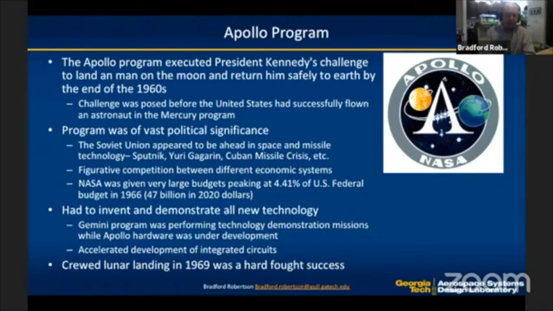The interesting part there, in terms of your programmatic constraints, was that you almost didn't have a budget constraint. They were spending 4.41% of the US federal budget at its peak. That's the equivalent of $47 billion a year in 2020 dollars. So while there was no real budgetary constraint, they were constrained in time as well as technology because they had to invent all of this from scratch. And all of that ended up with the 1969 crewed landing, which was a very hard-fought success.